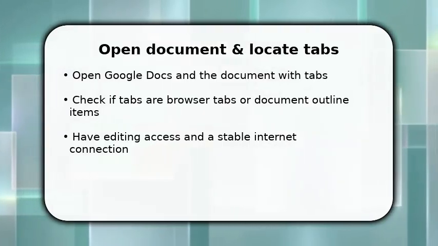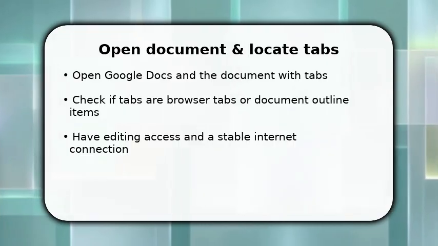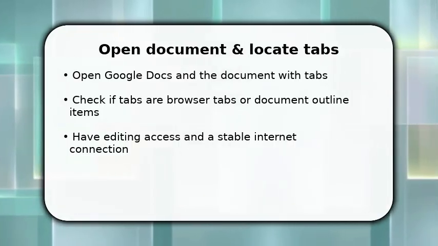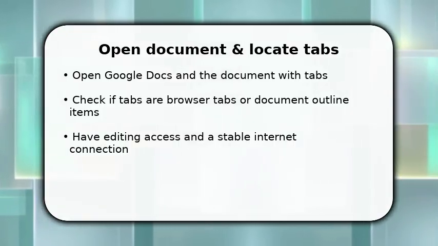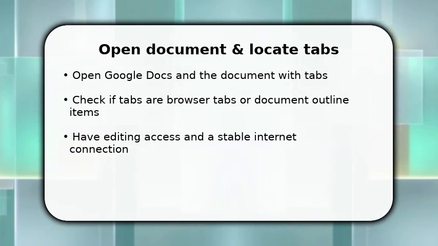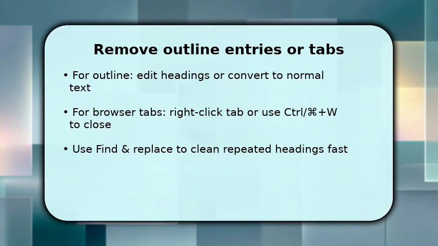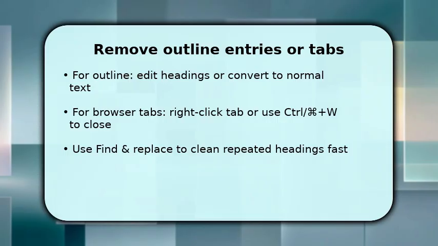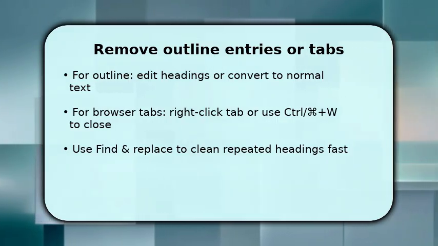Once done, make sure you have editing permission. Without it, you can't remove structure. Now move to the element you'll remove next. You'll now remove the specific items. For document outline entries, edit the headings. Change heading styles to normal text or apply a lower heading level.